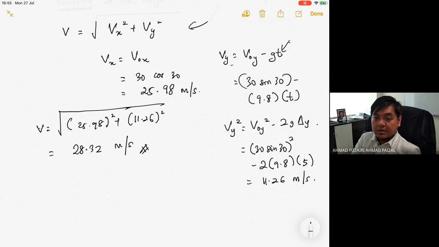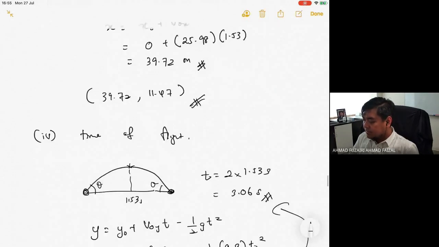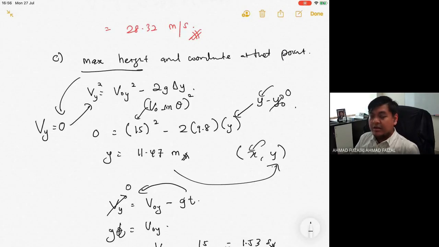And look at the third part, which is the maximum height and the coordinate at that point. Just look at this height. For maximum height, you can easily use the equation Vy square equals V naught y square minus 2g delta y. Using the same equation, V naught y is 30 sine 30, so we get 15, minus 2 times 9.8 times y. So you will get 11.47.